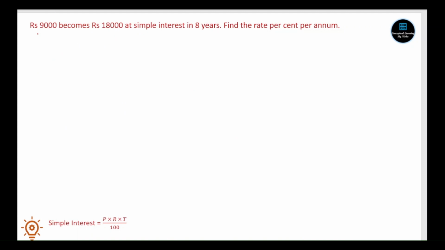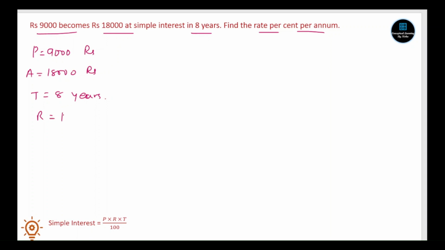Now, 9,000 becomes 18,000 at simple interest in 8 years. Find the rate per annum. You have to find the rate. So see what is given to us. First of all, let's write P is equal to 9,000 rupees. Then that becomes 18,000, which is nothing but the amount, 18,000 rupees, in 8 years. So T is 8 years, and we have to find R.